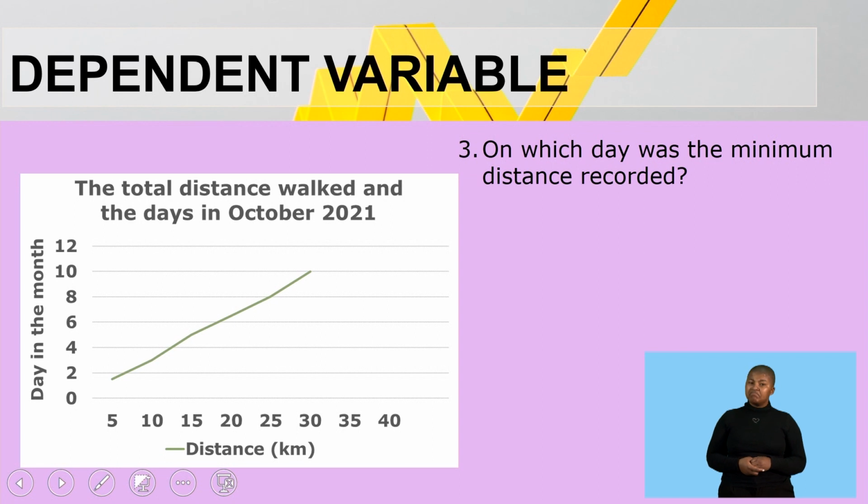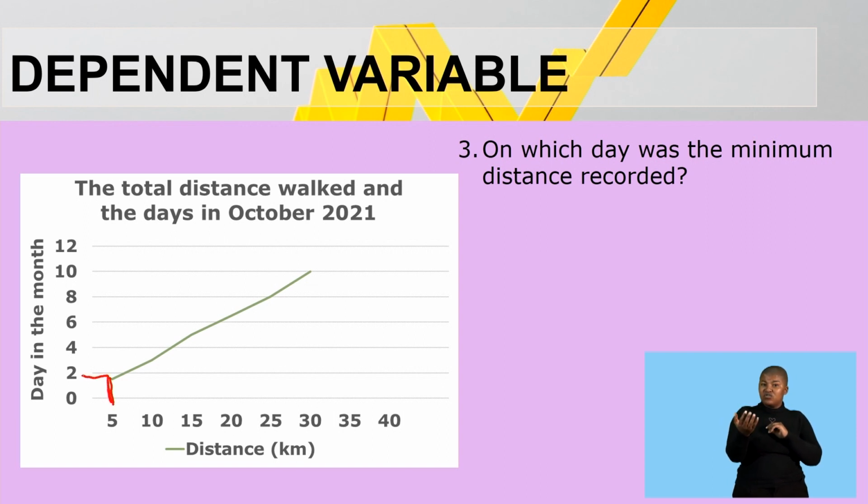On which day was the minimum distance recorded? So if we look at the graph, yeah, it's the minimum there. So then it is day 2.